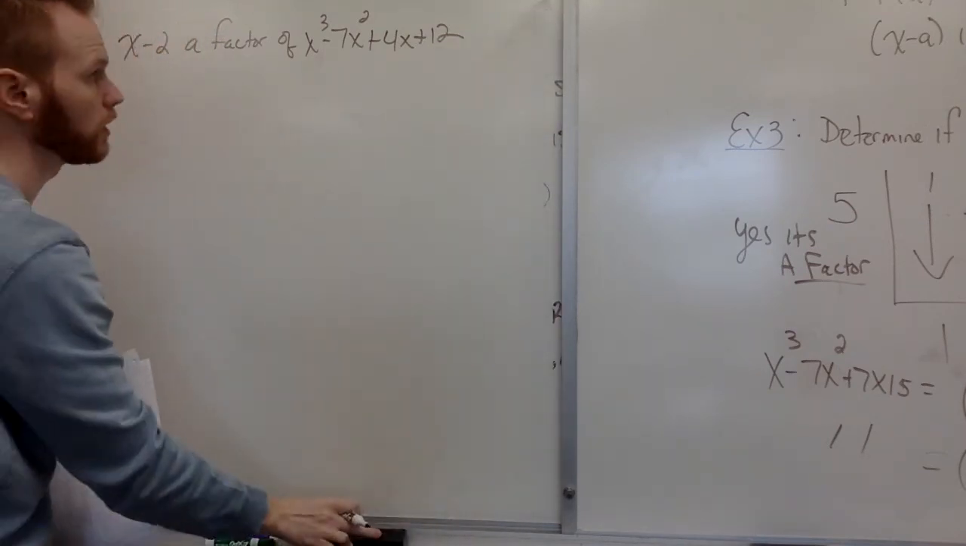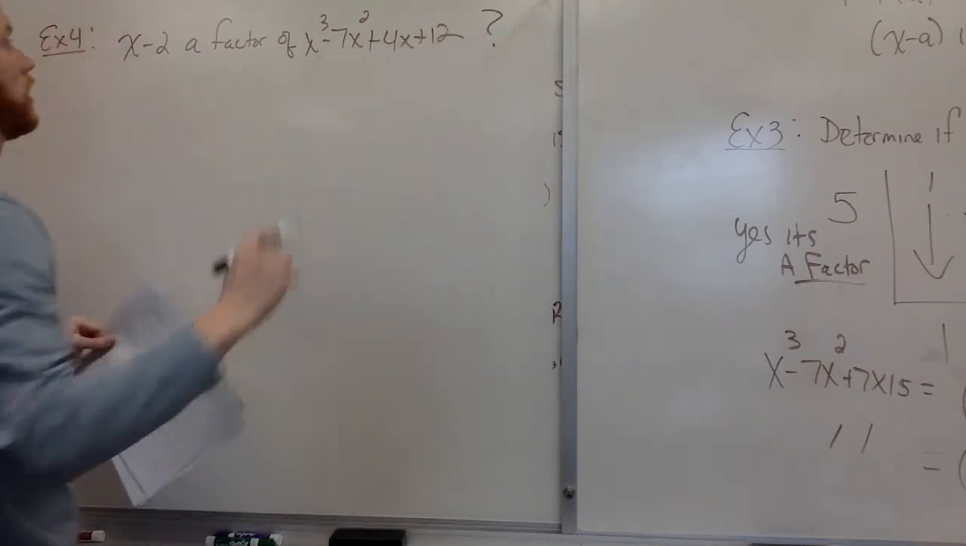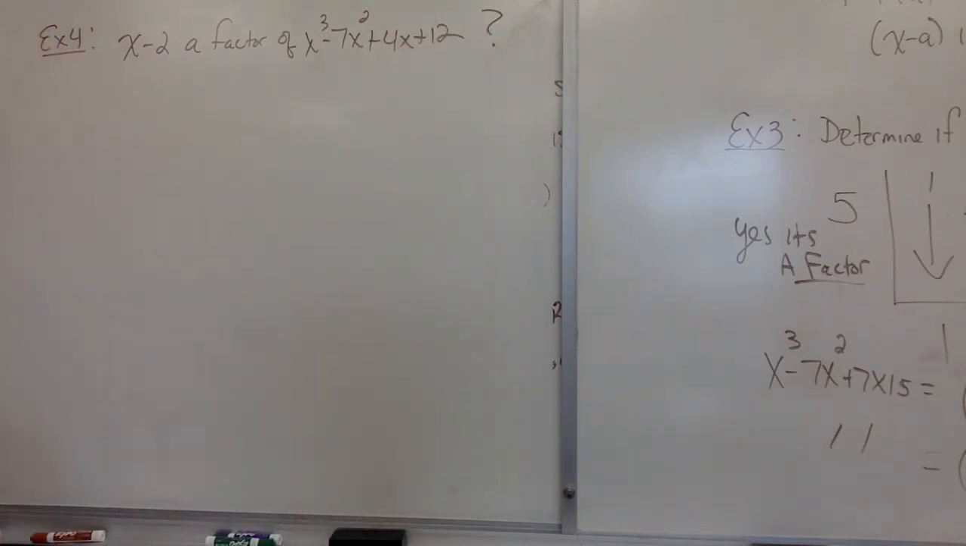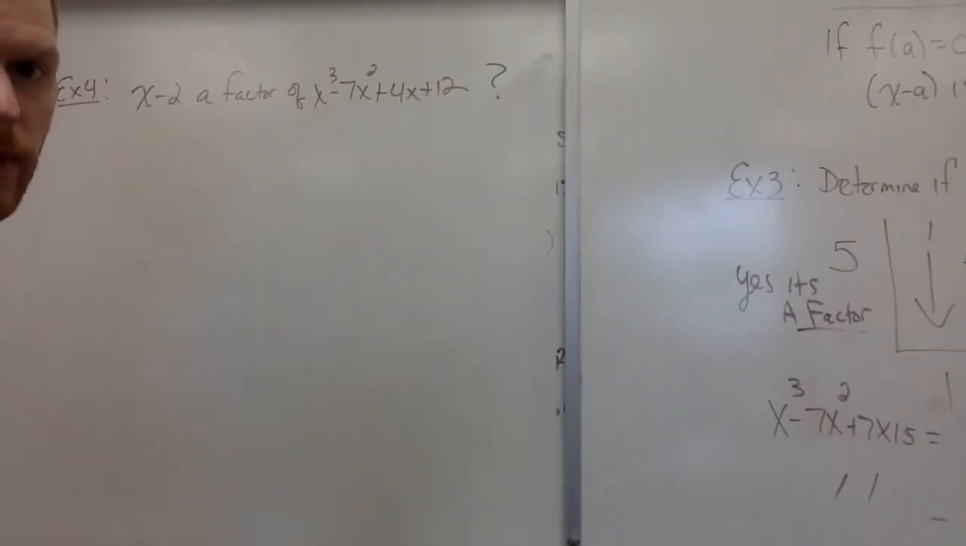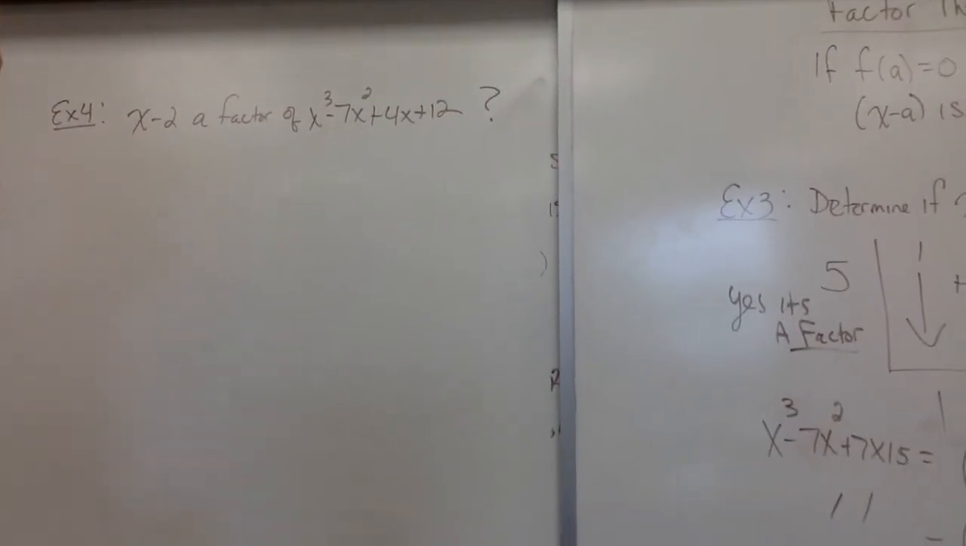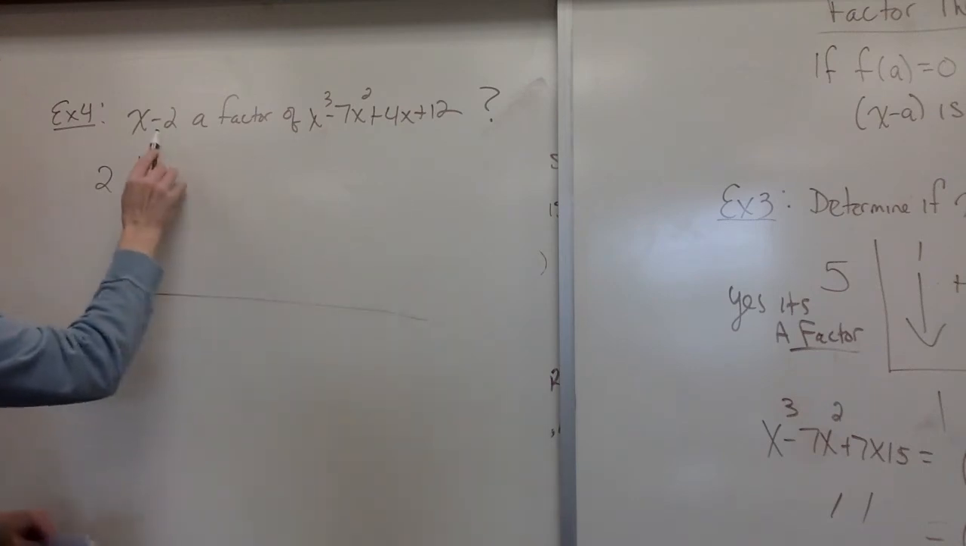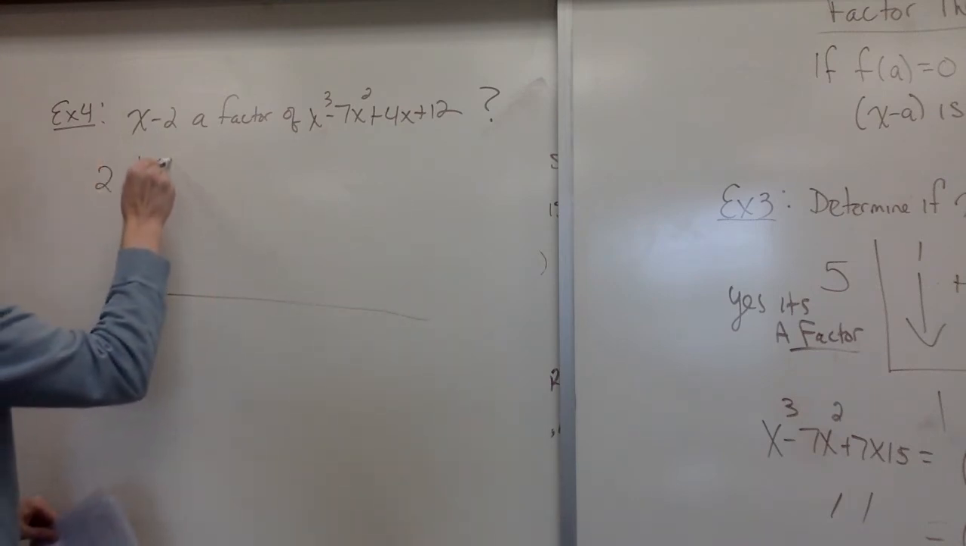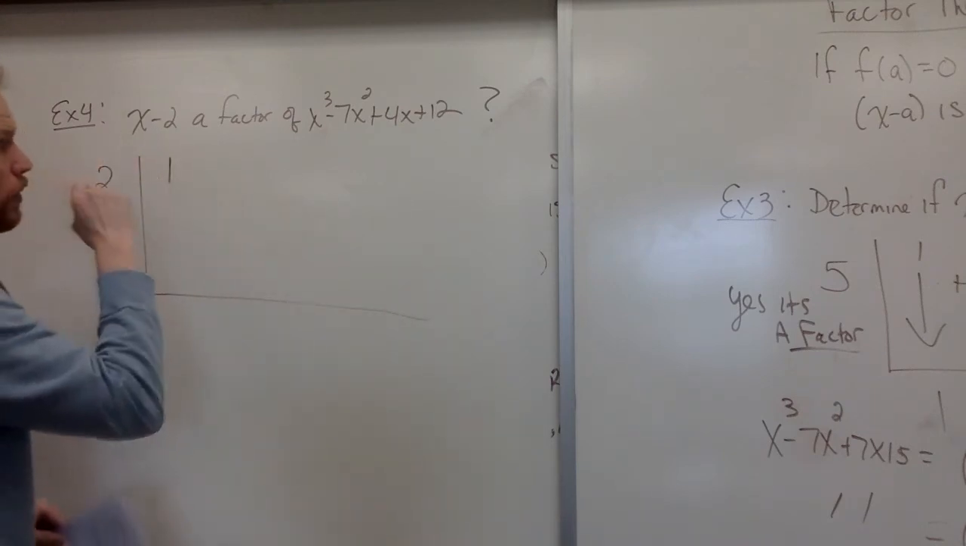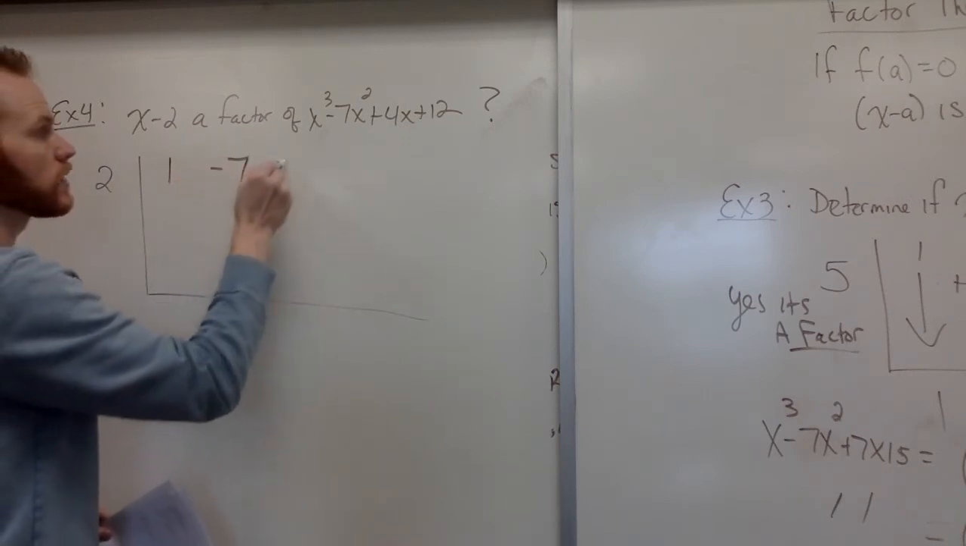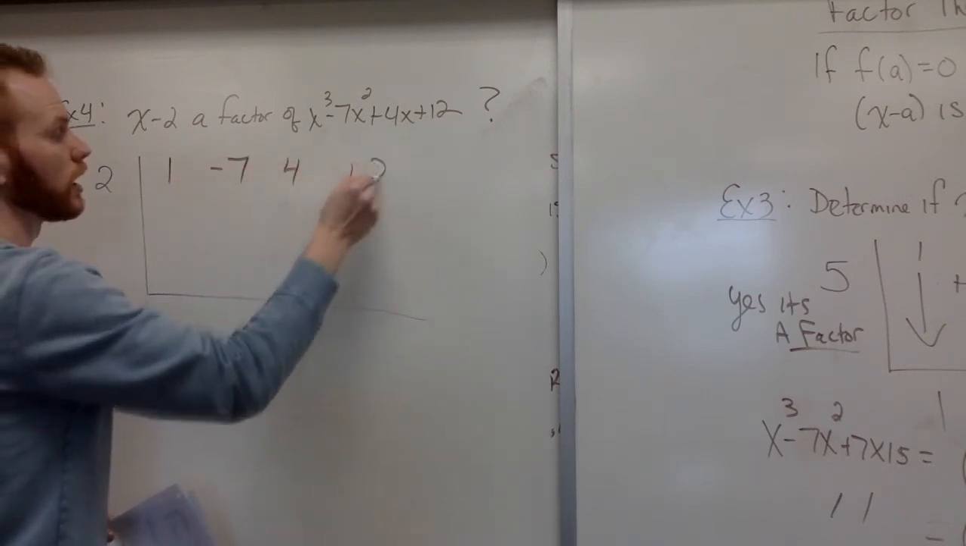So we're going to determine, okay, is x minus 2, sorry, let me just bring it up, is x minus 2 a factor of that polynomial? Okay, so let's see if it works, okay? So let's go ahead and use some division. So we'll put a 2 on the outside. Remember, it's always the opposite of this. And then the coefficients, sorry, 1, -7, 4, and then 12.